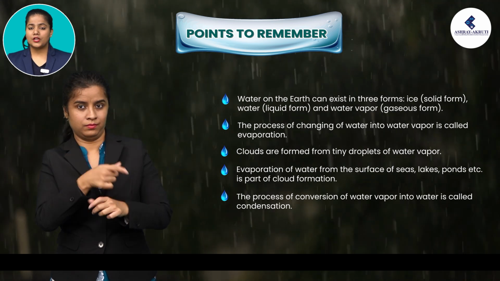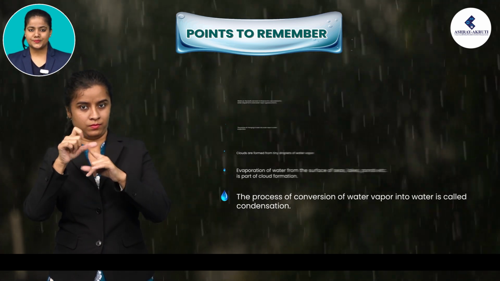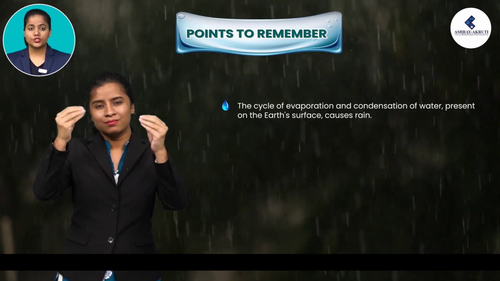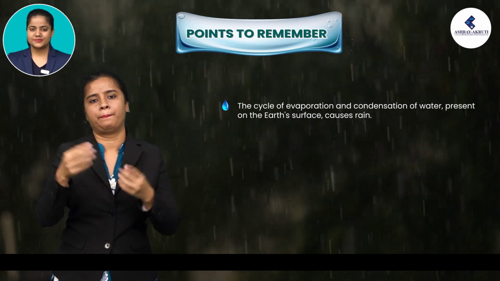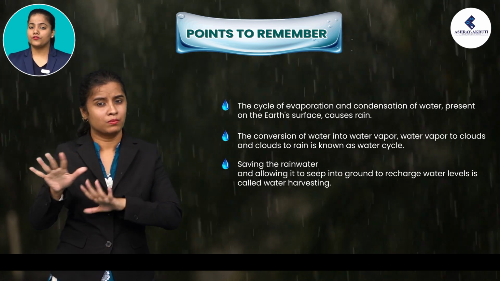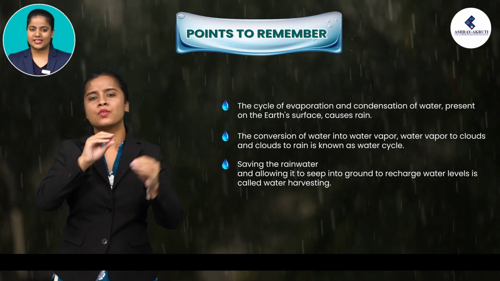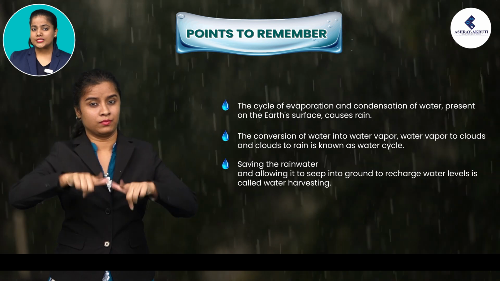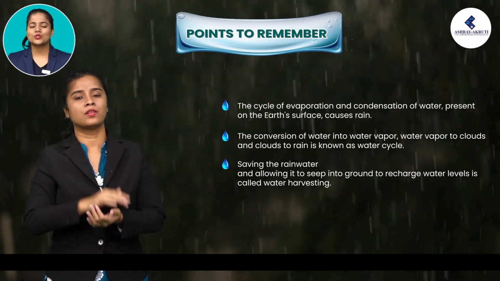The process of conversion of water vapor into water is called condensation. The cycle of evaporation and condensation of water present on the Earth's surface causes rain. The conversion of water into water vapor, to clouds, and clouds to rain is known as water cycle. Saving the rainwater and allowing it to seep into ground to recharge water levels is called water harvesting.